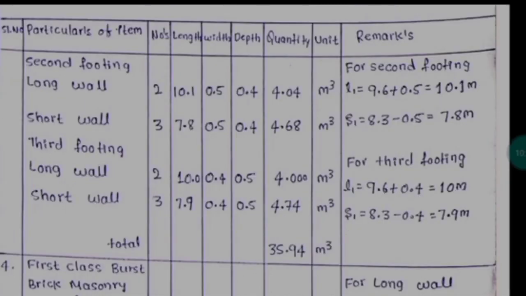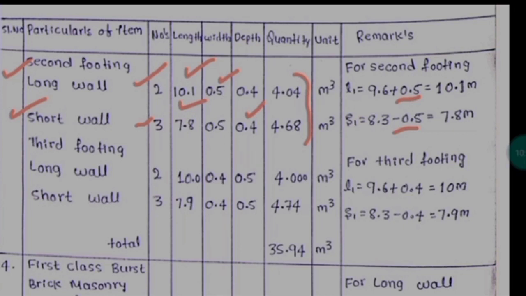For the second footing also you need to write the long wall and short wall and its number and calculate the length. So the width of the second footing is 0.5; add it for the long wall and deduct the 0.5 for the short wall. You will get 10.1 meter as the length of the long wall and 7.8 meter as the length of the short wall. The width of the second footing is 0.5 meter and the depth of the second footing is 0.4 meter. Then multiplying the numbers length, width, depth, you will get the quantity for the long wall as well as the short wall. Now coming to the third footing.